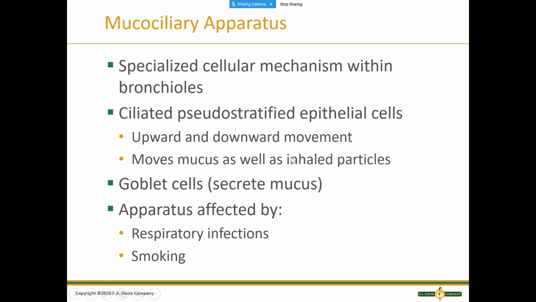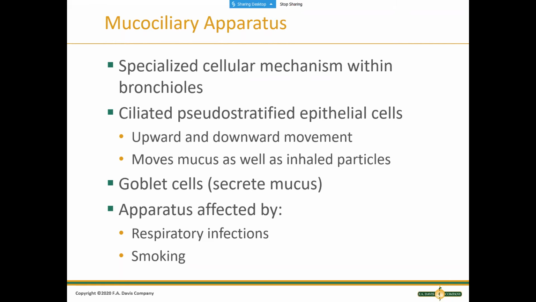The mucociliary apparatus, the cilia, I think we had talked about this, or at least there was an exam question way back on exam 1 about cilia. Those are those little hair-like projections that their job is to move mucus up out of the lungs. The nice thing about mucus is it traps germs, it traps inhaled particles.